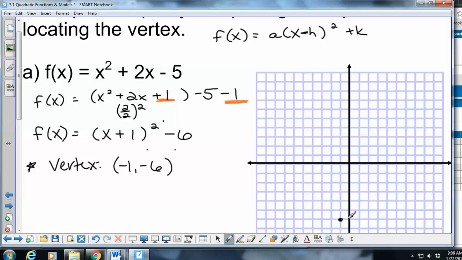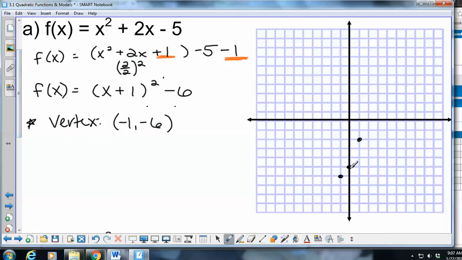What else would you have to do here? 1 point isn't enough to draw the graph. You'd have to put in some additional points, wouldn't you? So that's at -1. Let's say if I put a 0 in, I get 1 minus 6, which is -5, so 0, -5. I could put in a 1, 1 plus 1 is 2, squared is 4, minus 6, -2.